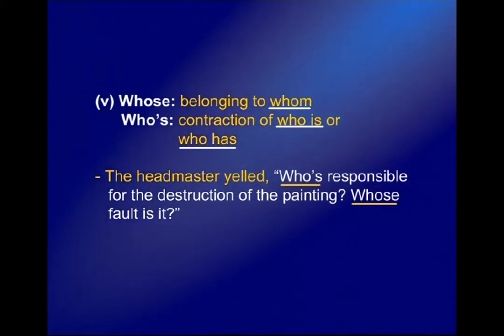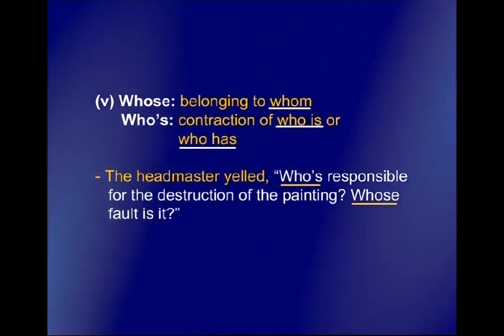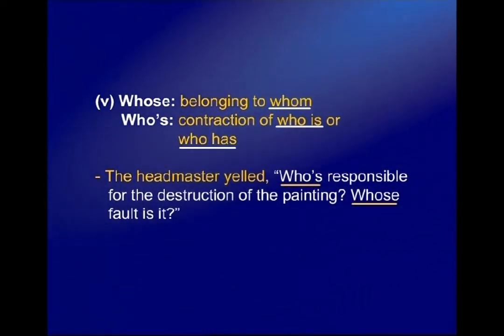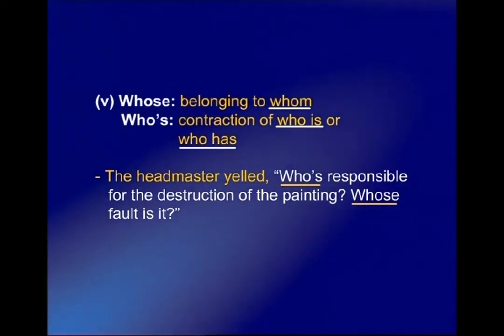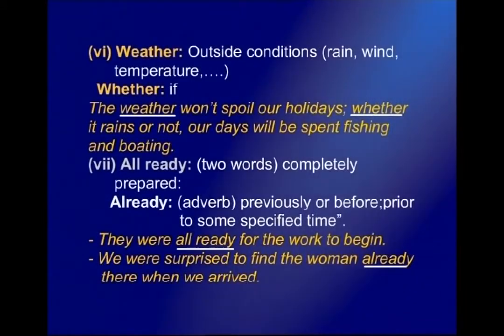And the other one is whose, W-H-O apostrophe S, which is a contraction of the words who is or who has. Example, the headmaster yelled, "Who's responsible for the destruction of the painting? Whose fault is it?" The first who's is W-H-O apostrophe S, who is responsible for the destruction of the painting? The second one is whose, W-H-O-S-E.